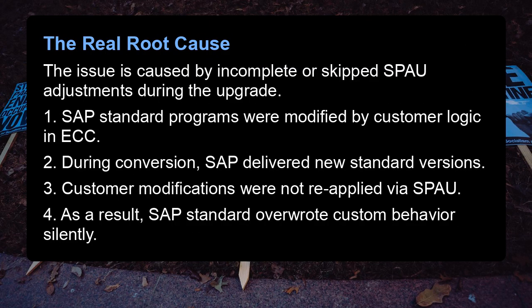The real root cause. The issue is caused by incomplete or skipped SBAU adjustments during the upgrade. 1. SAP standard programs were modified by customer logic in ECC. 2. During conversion, SAP delivered new standard versions. 3. Customer modifications were not reapplied via SBAU. 4. As a result, SAP standard overwrote custom behavior silently.